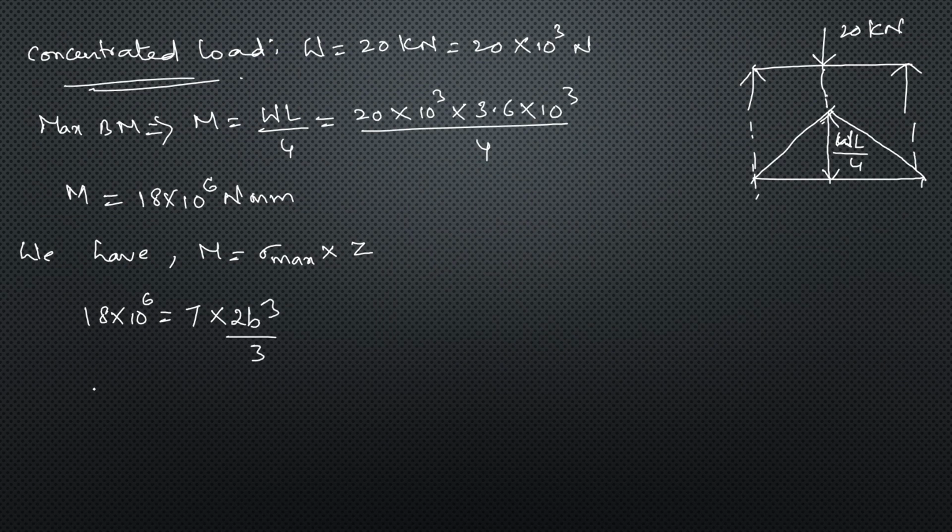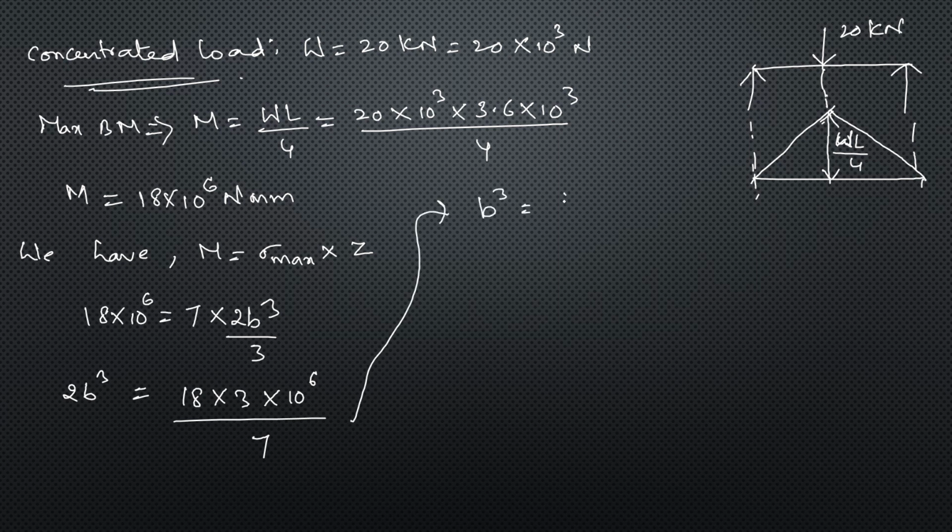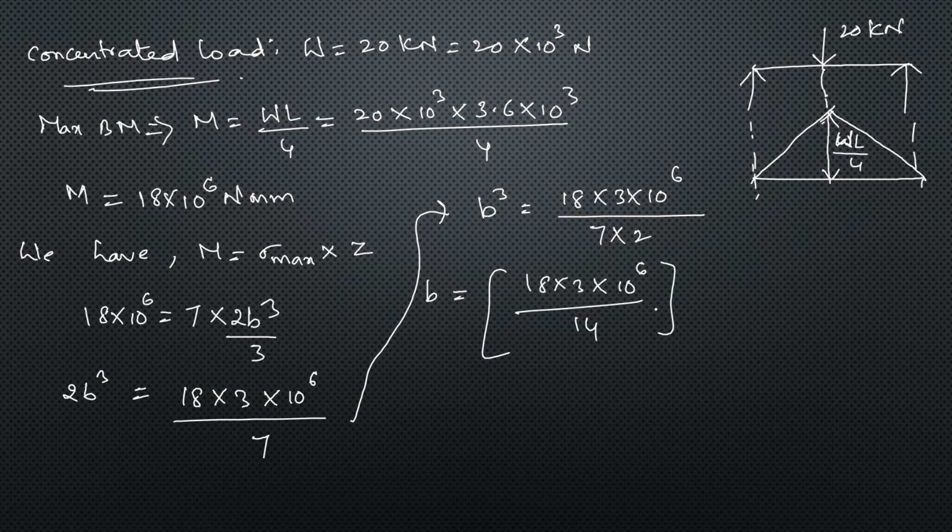Okay, so from here what can we write 2b cube as? 2b cube can be written as 18 into 3 into 10 power 6 by 7, and from here I can write b cube as 18 into 3 into 10 power 6 by 7 into 2, and b will be this complete value, 18 into 3 into 10 power 6 by 14, to the power of 1 by 3. And if I solve this, my b value came out to be around 156.82 mm.